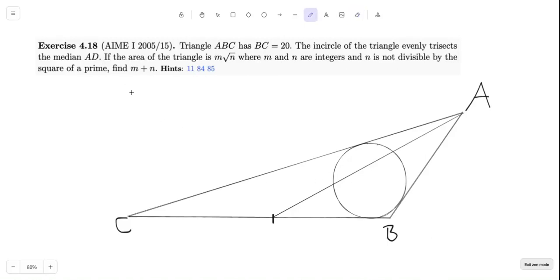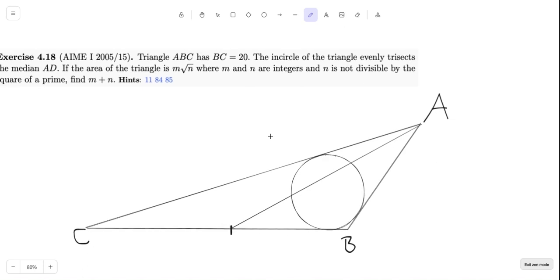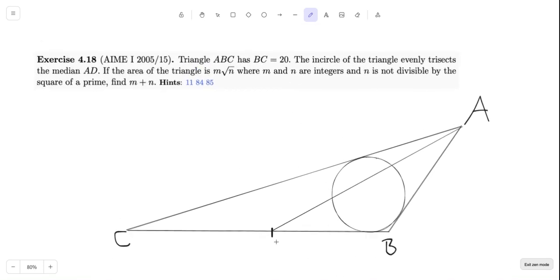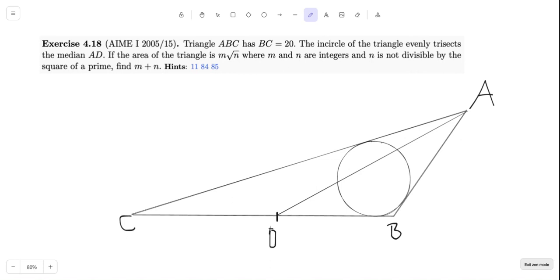I'm gonna do the 2005 AIME I, number 15. Let's go. Okay, so triangle ABC has BC equals 20. The incircle of the triangle evenly trisects the median. That's the important part. The median AD is the connection from A to the midpoint of the opposite side.